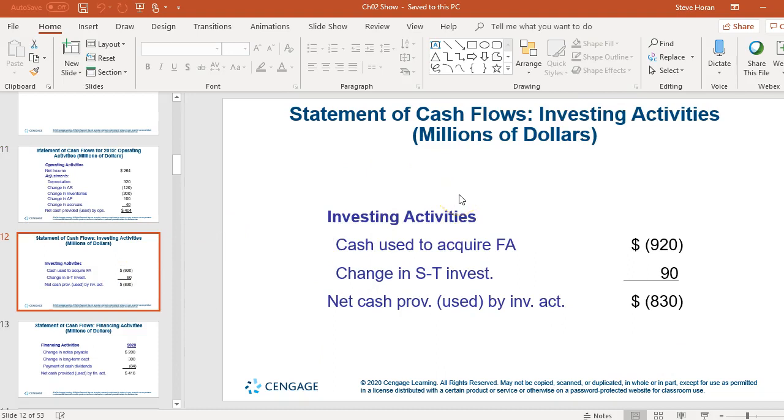Okay. Then investing is money used to acquire long-term assets. And so we went and we invested $920 million worth of property, plant, and equipment. So that's negative. Usually for most companies, this number is negative.